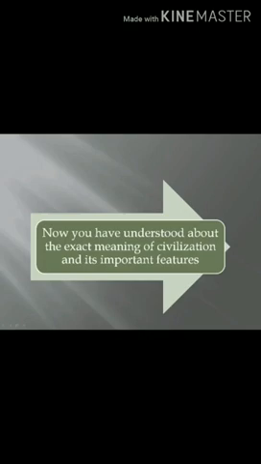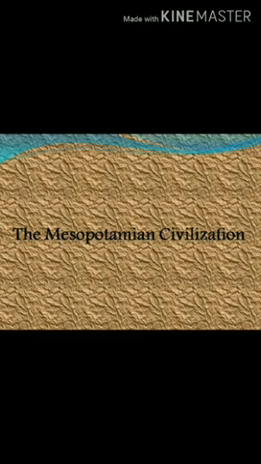Now you have understood the exact meaning of civilization and its important features. Here we are, the first and the foremost civilization, which is known as the Mesopotamian civilization. For that, we will watch a video from National Geographic about ancient Mesopotamia.